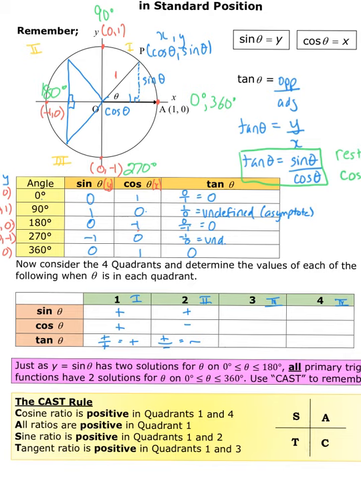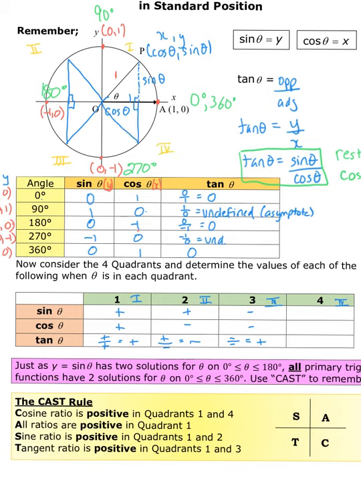We can see that the y value is now negative. So sine theta is negative, and the x value is negative, so cos theta is negative. So sine's negative, cos is negative. So that means tan is positive because a negative divided by a negative is positive.